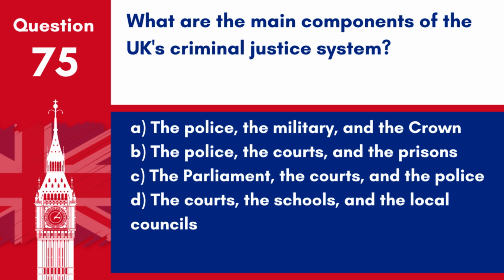Question 75. What are the main components of the UK's criminal justice system? A. The police, the military, and the Crown. B. The police, the courts, and the prisons. C. The Parliament, the courts, and the police. D. The courts, the schools, and the local councils. Answer B. The police, the courts, and the prisons. These are the main components that make up the UK's criminal justice system, dealing with law enforcement, adjudication, and incarceration.